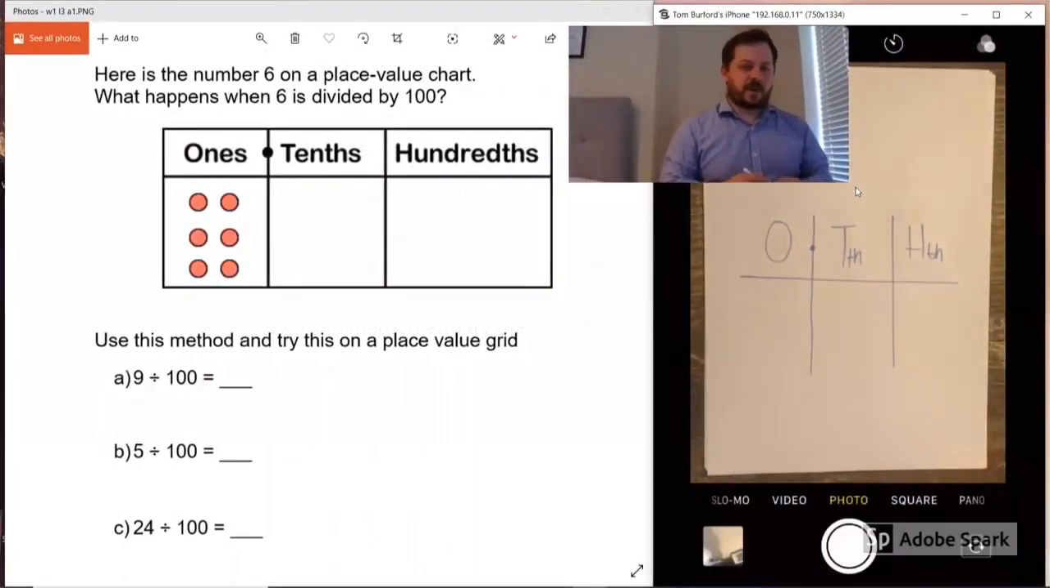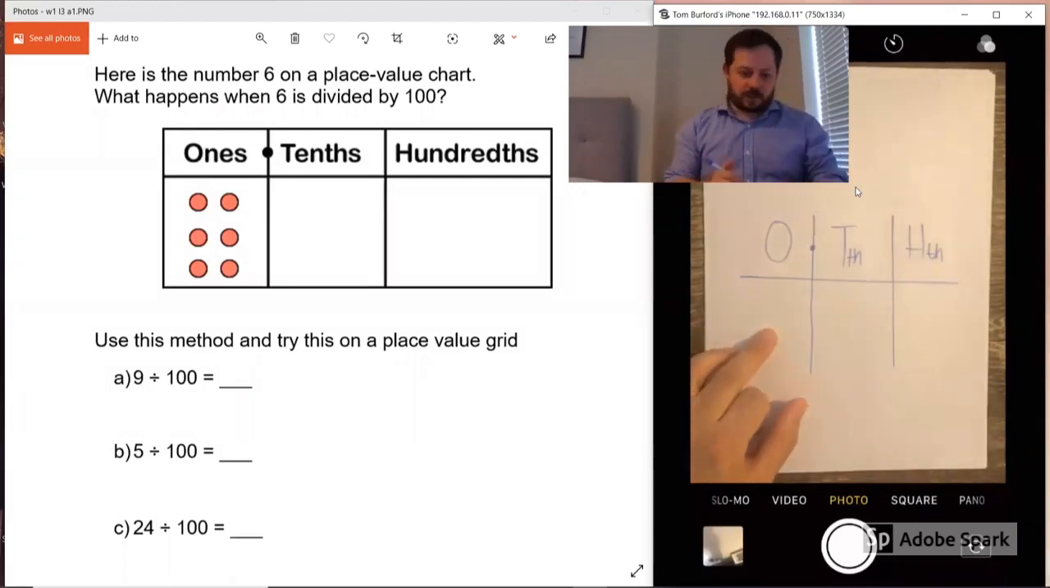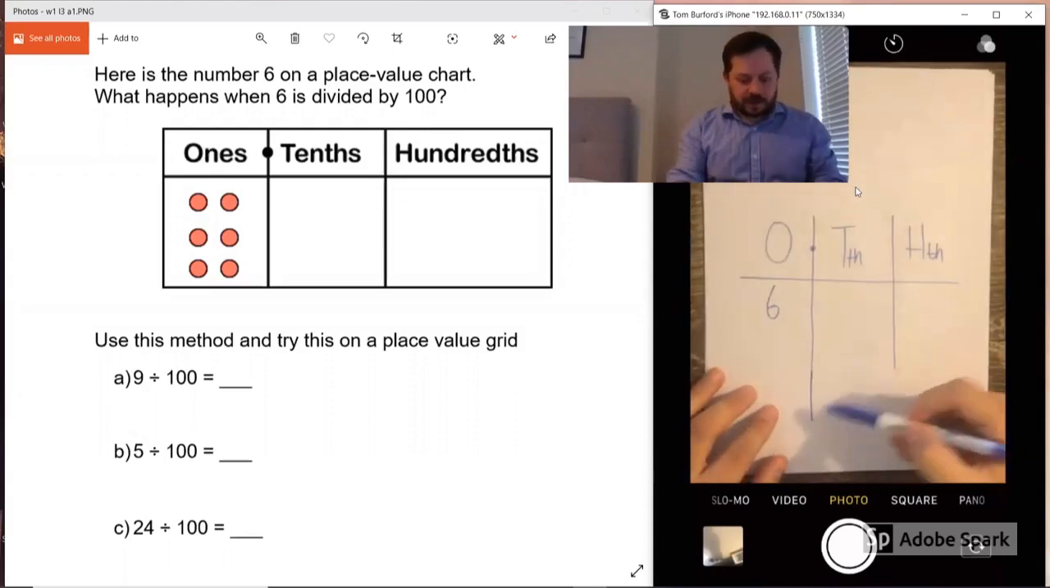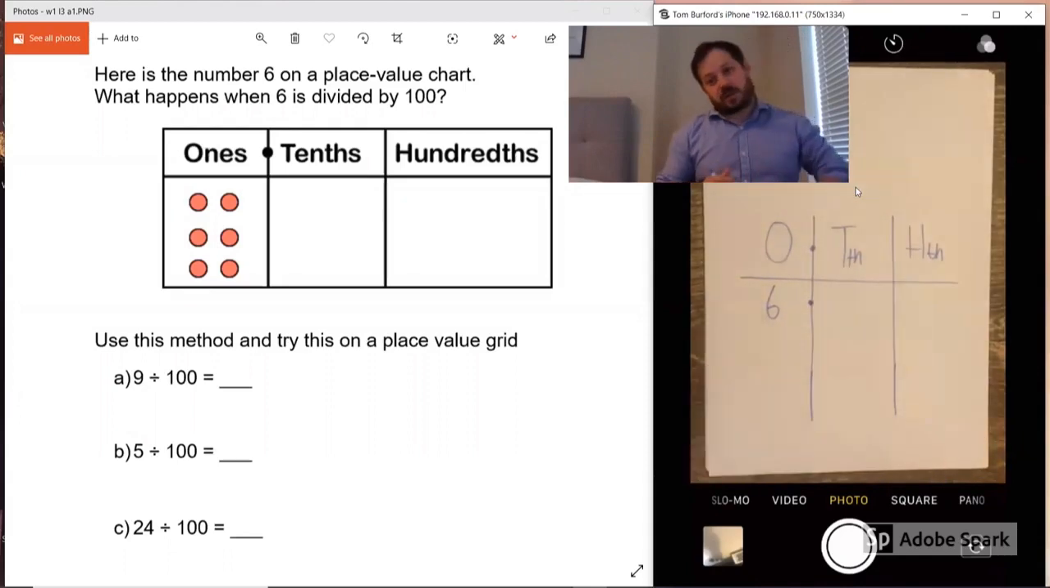Let's look at that first question. Talk it through, check that we understand what we're doing. So it says, here's the number 6 on the place value chart. What happens when 6 is divided by 100? First off, let's put 6 where it needs to go, which is in the ones column. There it is. Now at this point, we know we have nothing else in the other columns. We can put our decimal point in, but it makes no difference.